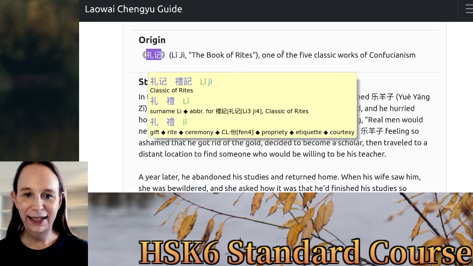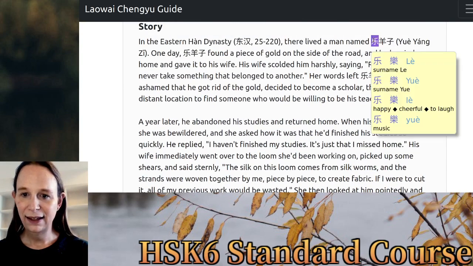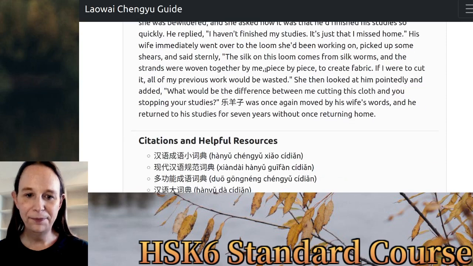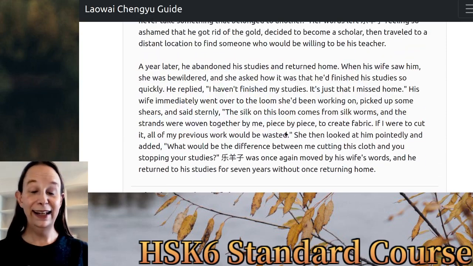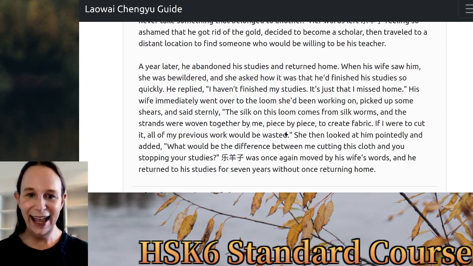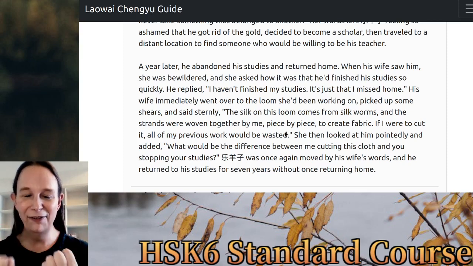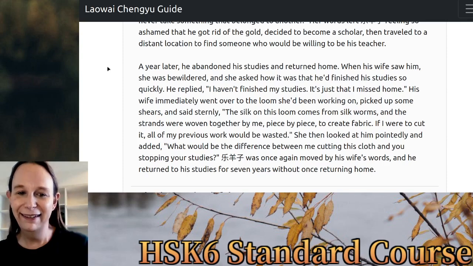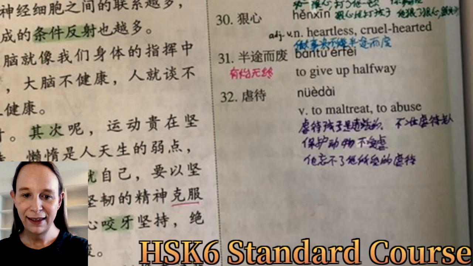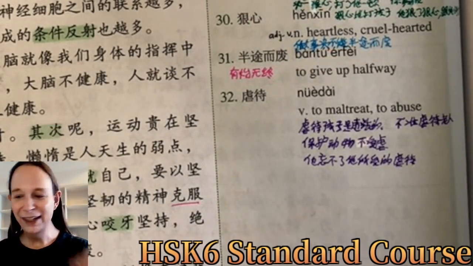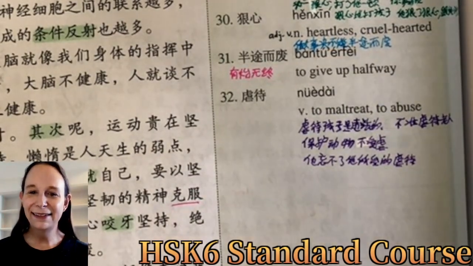So this is where it's from. 礼记. 岳阳子. Piece of golden. Okay, so there's a full story, and you can read it in English as well. It's worth learning. And if this story turns up on the HSK exam, which it very well could, this literal story, it's worth knowing, right? All right, 半途而废. Anyway, that was the 老外成语 guide.